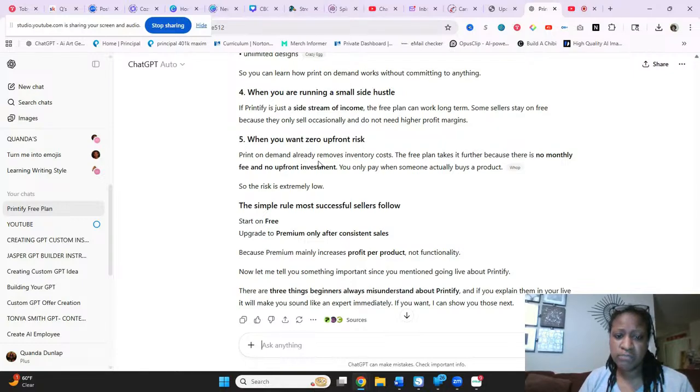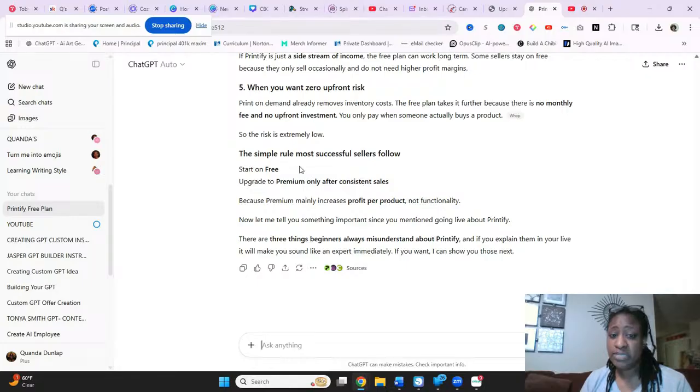Okay, five, when you want zero upfront risk. Print on demand already removes inventory costs. The free plan takes it further because there is no monthly fee and no upfront investment. You only pay when somebody actually buys a product. So the risk is extremely low. We like low risk, right? So the simple rule most successful sellers follow: start with free and then upgrade when you have 10 to 20 consistent sales a month.